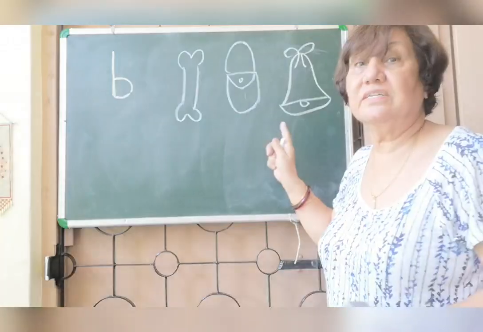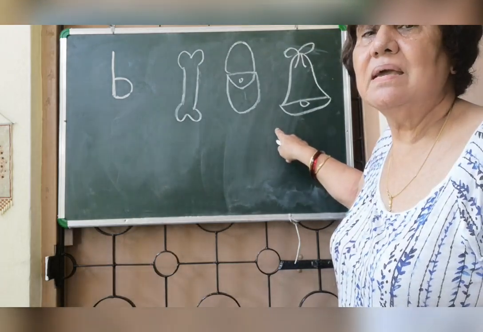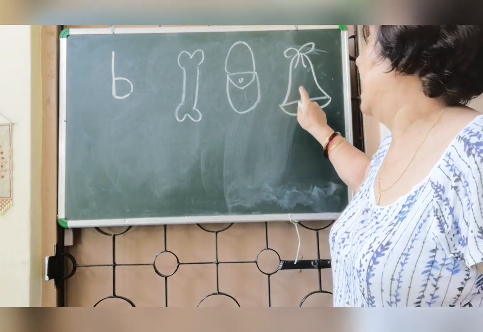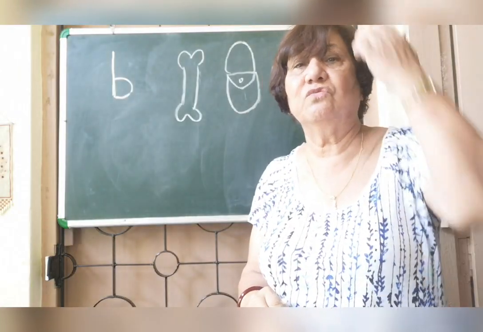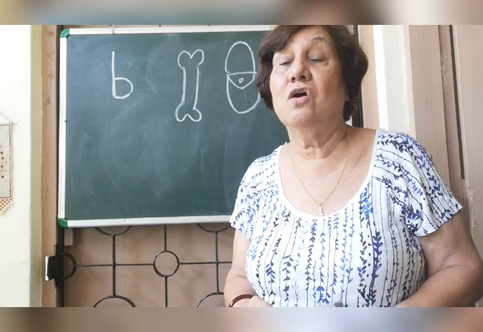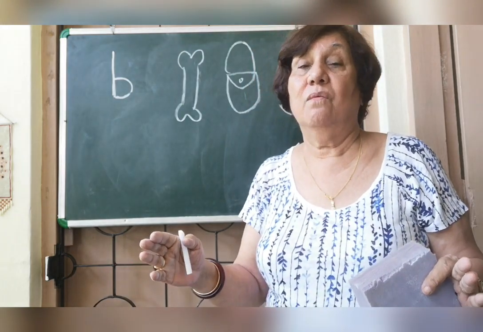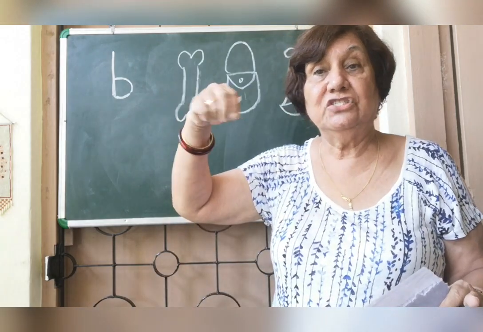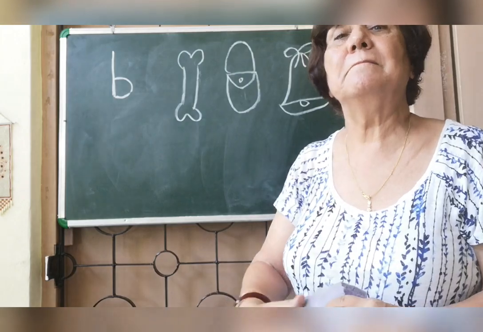What is this, children? This is a bell. B, B, bell. And where do you see a bell? I'm sure many of you have been to mandirs and you all must be seeing a bell over there. Or even in your little temple that you have in your house, when your mummy does an aarti, she keeps ringing the bell. So B, B, bell.